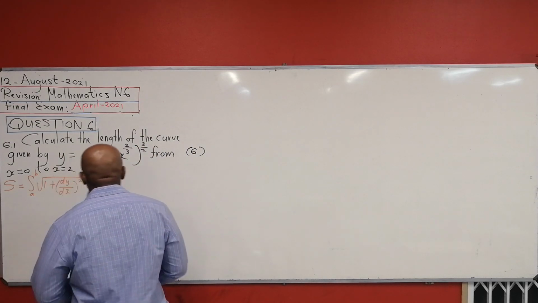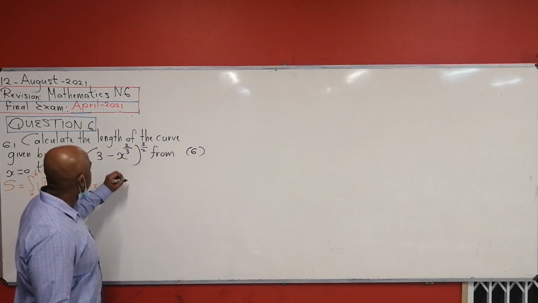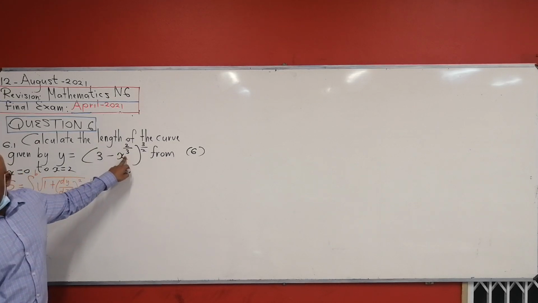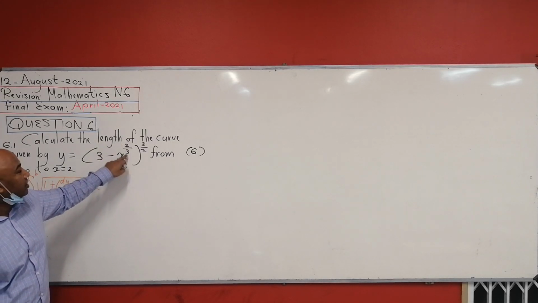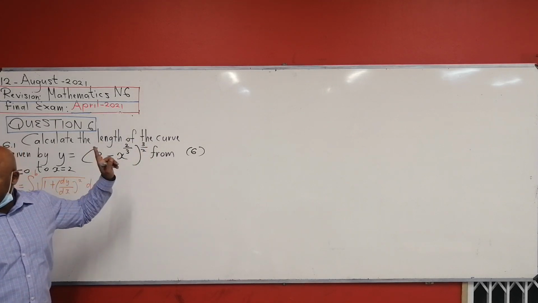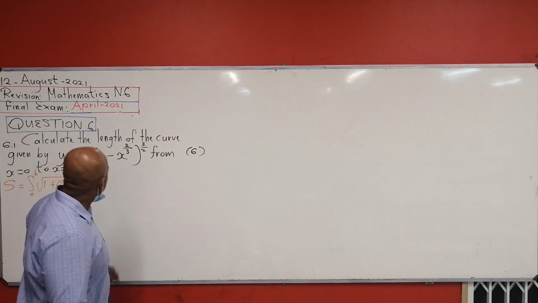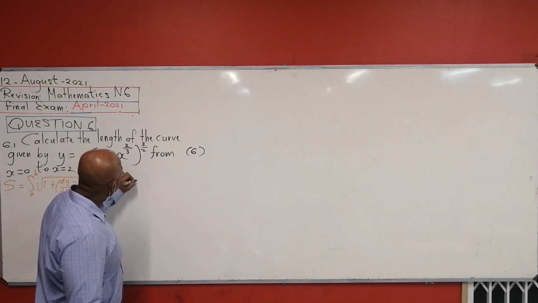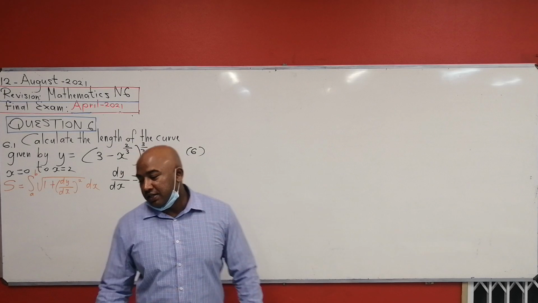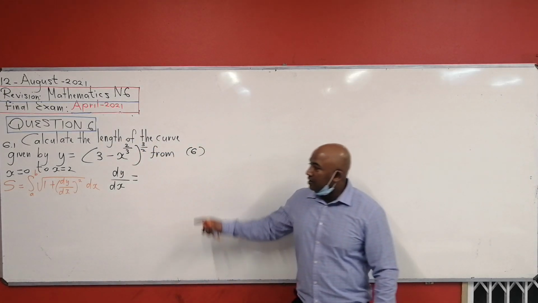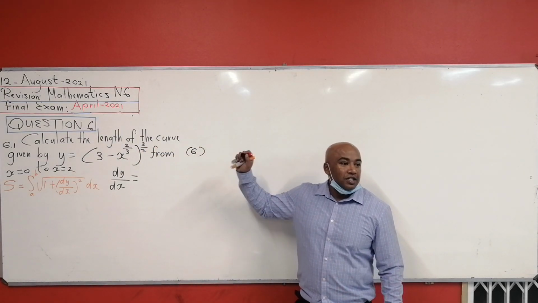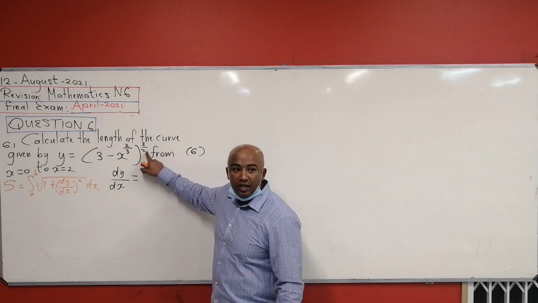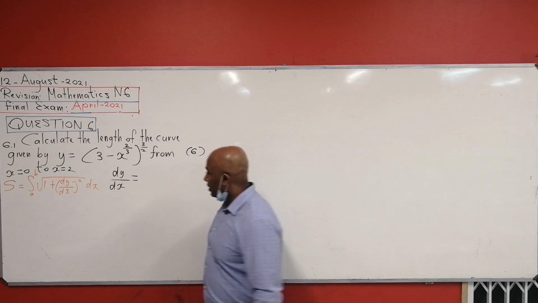Okay. So now, here I have y is equal to 3 minus x to the power 2 over 3. Double check all those values are correct. This is 2 over 3. This is 3 over 2. All correct there? Alright, so now dy over dx. Alright, so what is dy over dx? We need to use the chain rule because we have a power, which is a number. You can see that. So we use the chain rule.